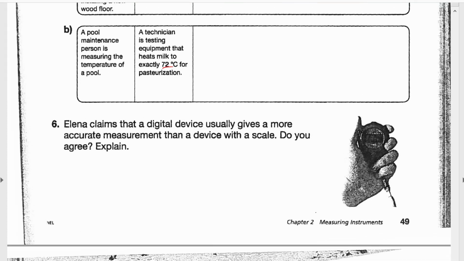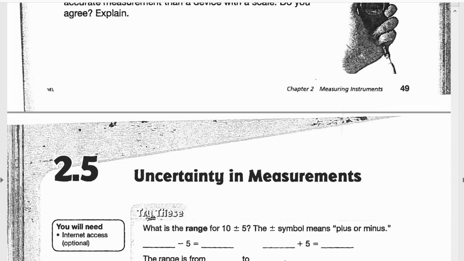And then 6, Elena claims that a digital device usually gives a more accurate measurement than a device with a scale. Do you agree? Either way, tell me, they're both right. Either agree and tell me why, or disagree and tell me why, because there are answers for both. Good. So that's 2.4. On the next video, we'll cover 2.5.